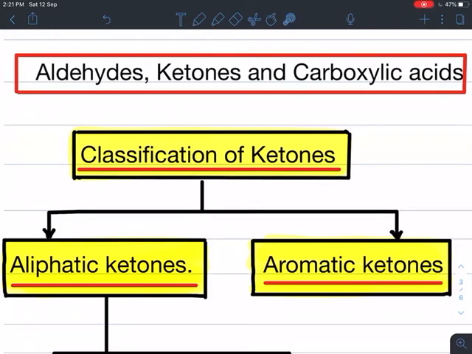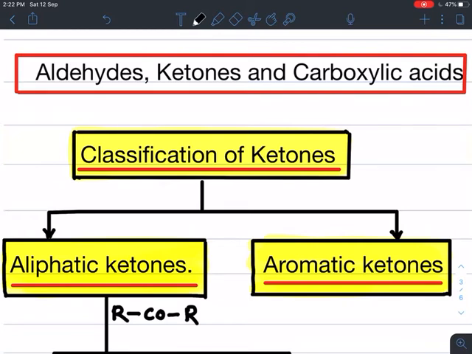Students, in this video we are going to see the classification of ketones. Ketones are classified into two types: first, aliphatic ketones, and second, aromatic ketones. What is meant by aliphatic ketones? If the ketonic group, the CO group, is attached to two alkyl groups on both sides, they are called aliphatic ketones.